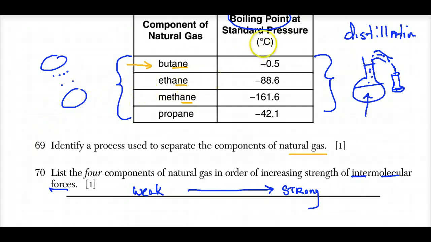Well, look at the boiling points. That's the key. If something boils at a low temperature, look at methane. Methane has the lowest boiling point. That means it takes the least amount of energy to separate the methane molecules. These guys don't attract each other very well. That's why it doesn't take much energy to boil them. So we would say that methane has to have the weakest attractions because it has the lowest boiling point.